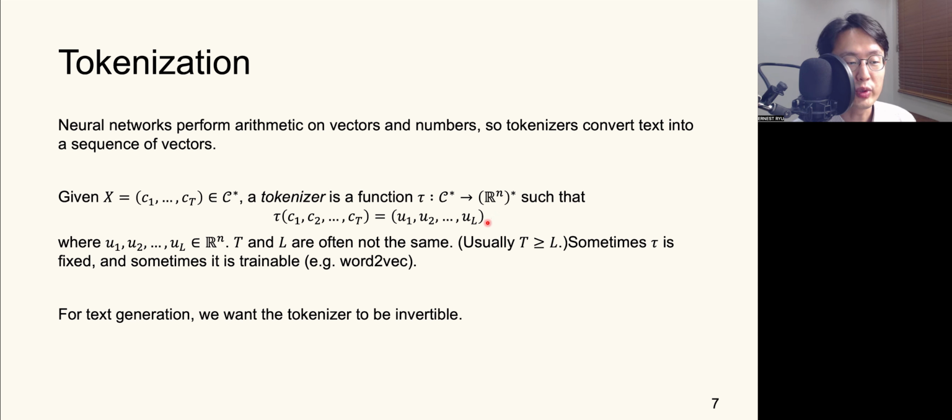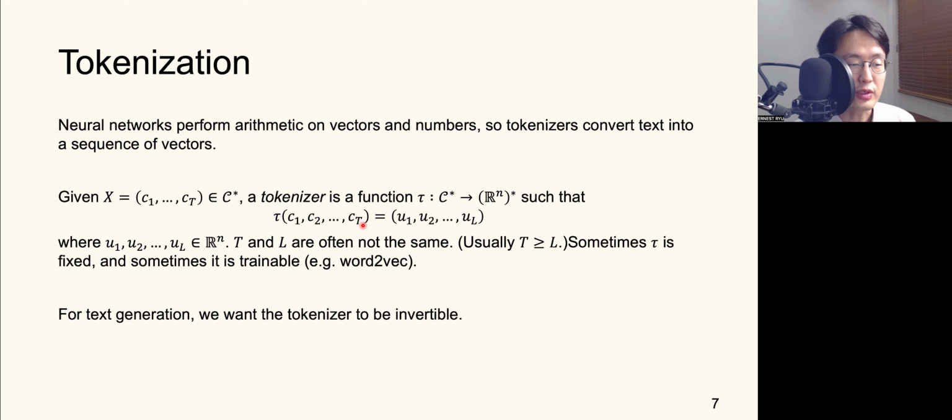The tokenizers that we will consider will output a sequence of vectors of uniform length. So that's what this notation means, R^n star. Given the input text, the output will be a vector u1 of length n, and then the subsequent vector u2 will also be of length n, and the final output uL will also be of length n. So all of these vectors will be of equal length n.